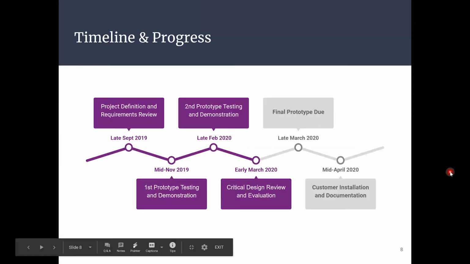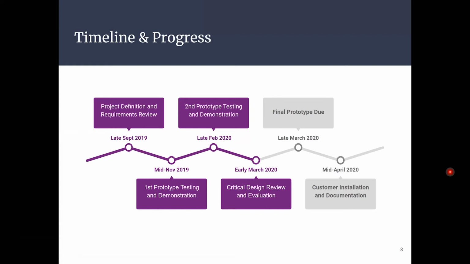So just a timeline of the project. All deliverables were determined by the course itself. It started in late September when we defined our project and the requirements necessary based on client meetings. By mid-November, we had our first prototype testing and demonstration, and late February was our second prototype testing and demonstration. We had just finished up a critical design review and evaluated the priorities we want to focus on for creating our final prototype, and unfortunately we had to stop our project.